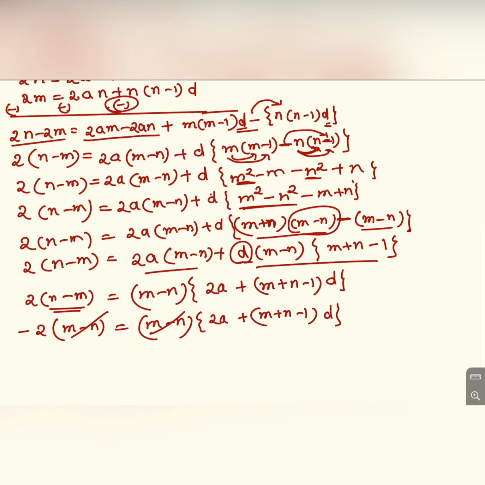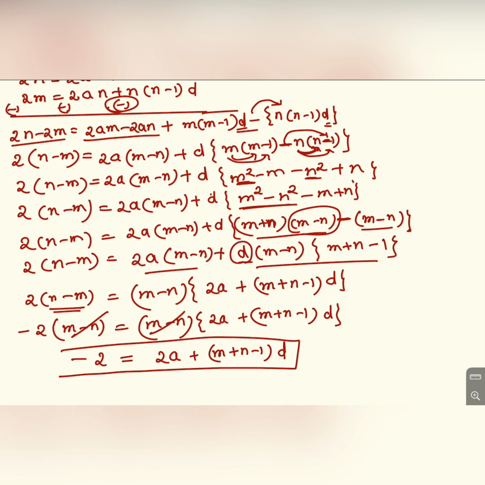Now m minus n and m minus n can be cancelled from LHS and RHS, and we are having minus 2 is equal to 2a plus m plus n minus 1 into d. Let me take this as equation 3.